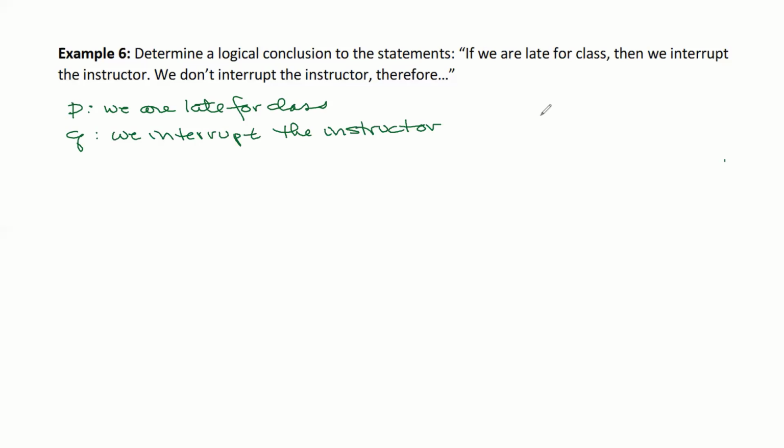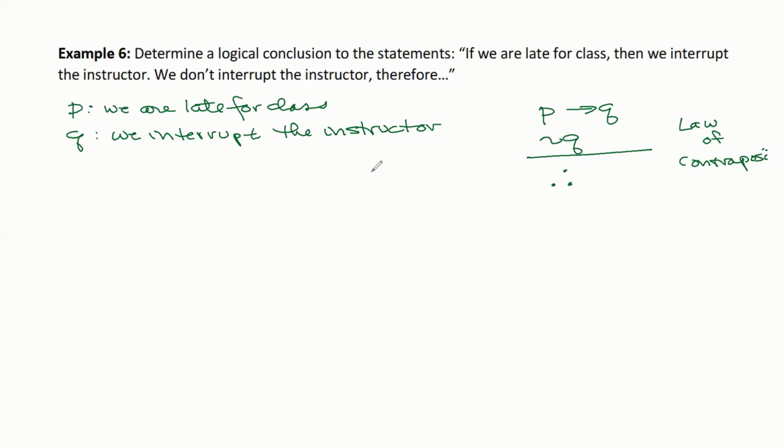And our first statement will be if P, then Q. Our second statement is we don't interrupt the instructor. So negation Q. And now we want to come up with a valid argument. So if you go back to the standard argument list, we'll see that the law of contraposition starts exactly this way.